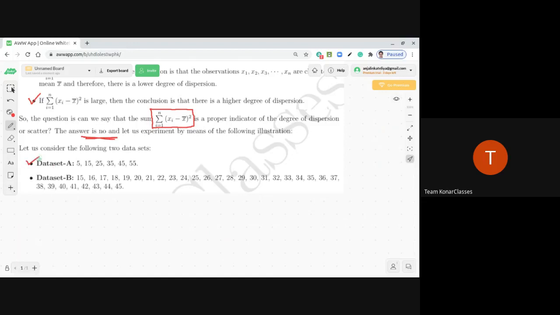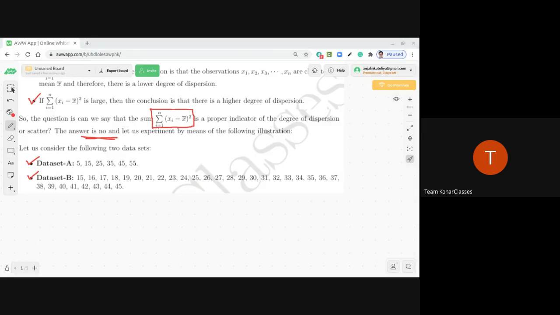So that's why we took two data sets. Data set A contains the numbers 5, 15, 25, 35, 45, 55, and data set B contains the numbers 15, 16, 17, like this up to 45. So what we are going to do, dear students, is compute the value of this summation (xi minus x bar) whole square for these two data sets. Now you can also do along with me. So the deviation, we define this as dA and dB.